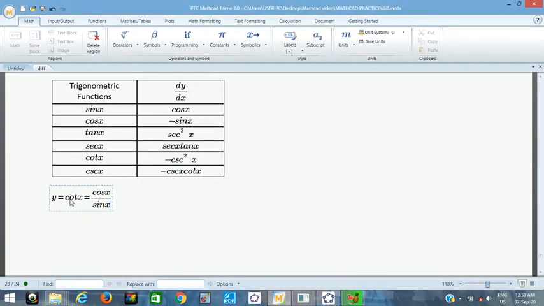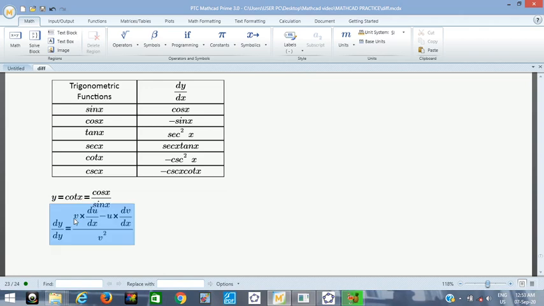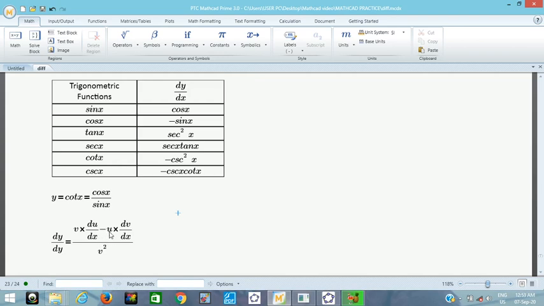So if cot x is the same thing as cos over sine, then using our quotient rule, I won't waste time in this place. Remember your quotient rule. I used it in the previous video. Let me just bring it out. So this is the quotient rule. The quotient rule says v du/dx minus u times dv/dx, divided by v squared, where u is the numerator and v is the denominator.